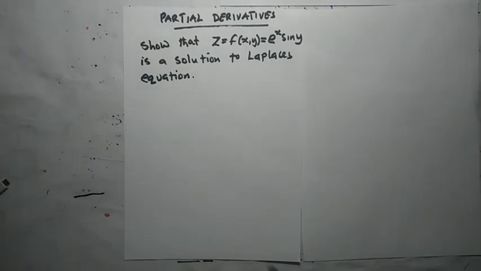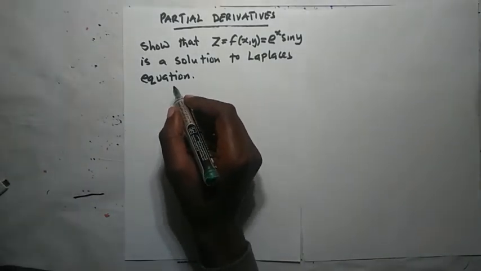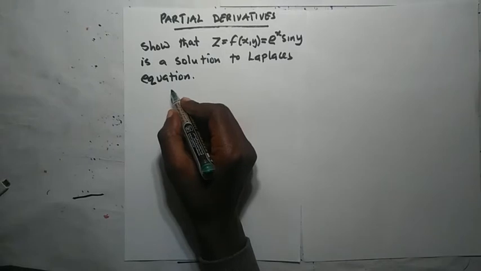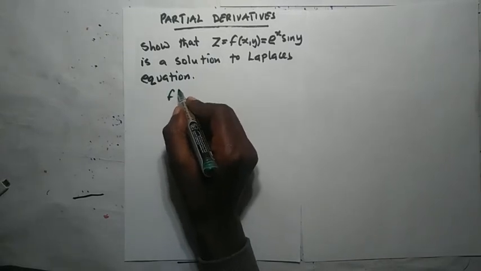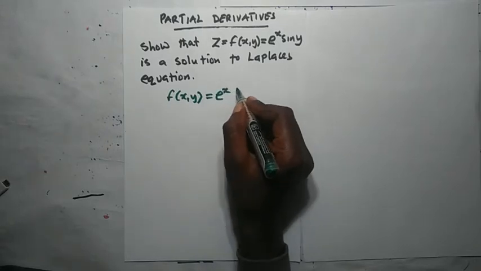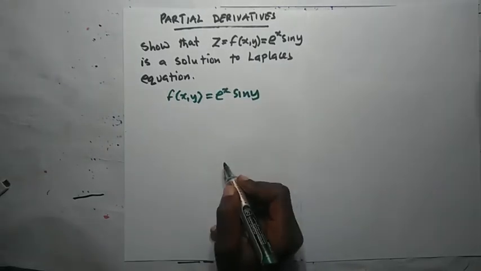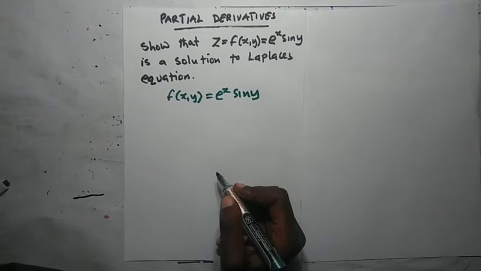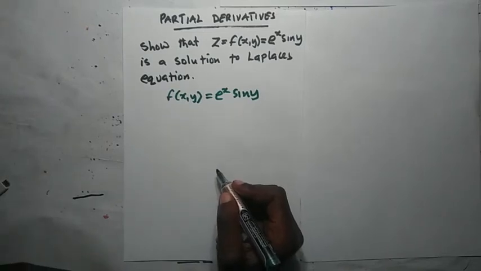So the first thing that we do, we have f(x, y) is equal to e^x sine y. So we are going to find the partial derivatives of this function.